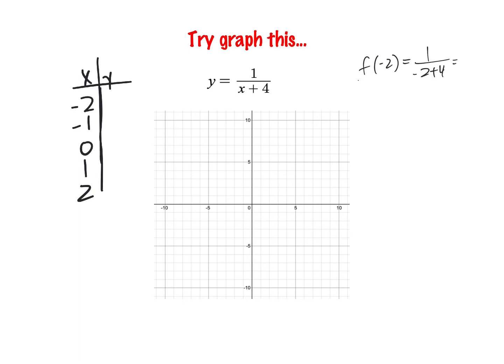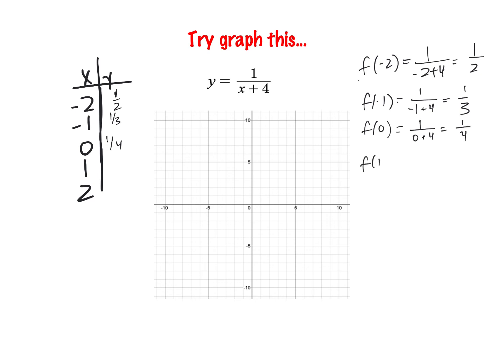I think that's going to give me 1 over 2. Okay, so -2 is just going to be a positive 1/2. Okay, next I'm going to do -1, so f of -1 is equal to 1 over -1 plus 4, which is equal to 1/3. Next up, 0, so I'm going to do f of 0 next. So I've got 1 over 0 plus 4, which is 1/4. So you can see these fractions getting smaller and smaller as we're going from left to right.